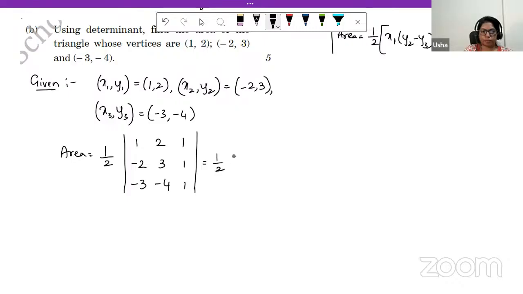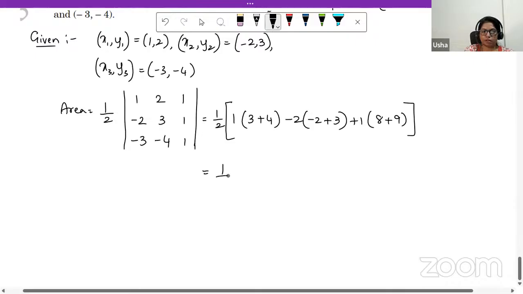Half into, this is 1 into, leave this row and column, it is 3 minus of -4, which is 3 plus 4, -2 into, leave this row and this column, -2 into 1 is -2, -3 into 1 is -3. So minus of -3 will be +3. Plus 1 into, leave the first row and last column, -2 into -4 is +8, minus 3 into -3 is -9, which becomes +9.